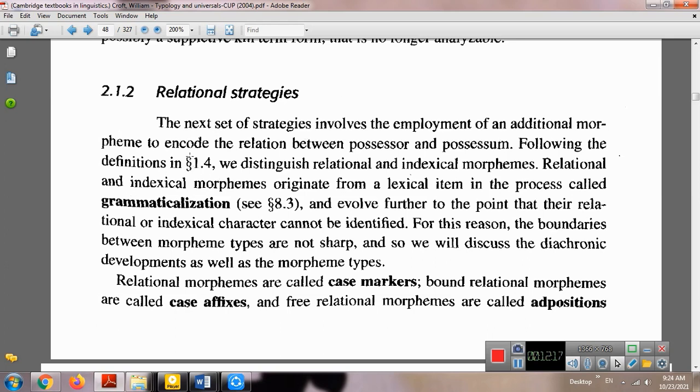Following the definition in 1.4 in the first chapter, we distinguished relational and indexical morphemes. Relational and indexical morphemes originate from a lexical item in the process called grammaticalization. You should know what we mean by grammaticalization. It means that the lexical item turns into a grammatical or morphological item, which we call grammaticalization, and evolves further to the point that the relational or indexical character cannot be identified.